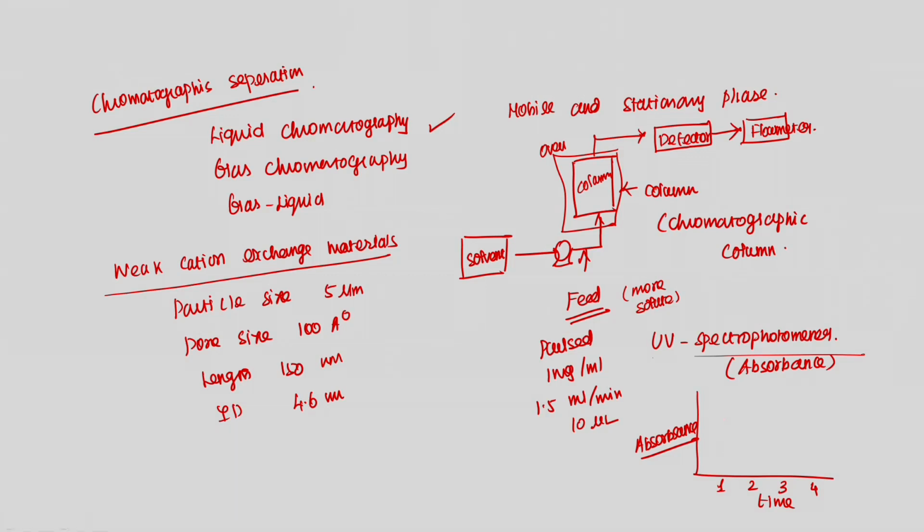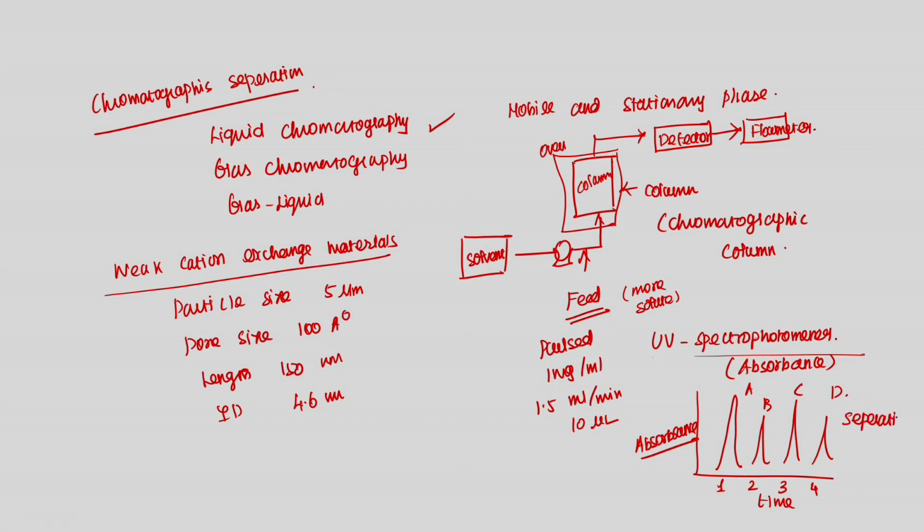I will take out the solution at various time intervals, for example 1 minute, 2 minutes, 3 minutes, 4 minutes. I will take the sample outside of the column and go for the UV absorbance, and I will get a peak at 1 and 2 and sometimes 3 and 4. These are different materials, A, B, C, D. So, at different intervals different materials come out of the column. That is the way. Based on the mobility, it gets separated.